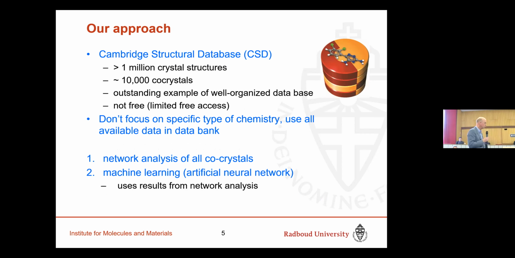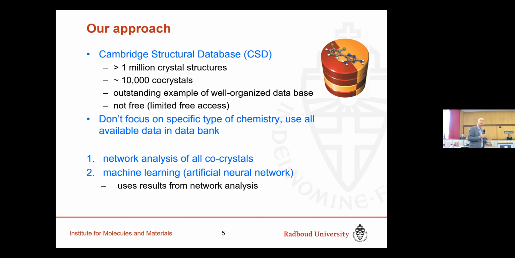And so our approach is to use, in fact, a very classic crystal structure database, the Cambridge Structural Database. I think it's one of the oldest around. It has well over 1 million crystal structures deposited, of which about 10,000 are co-crystals. And I think it's been around for a long time. It's well organized, well respected. Many people use it. And one thing that's special, you could say, in the context of this meeting, it's not free. You actually have a limited free access, but you have to pay a fee.